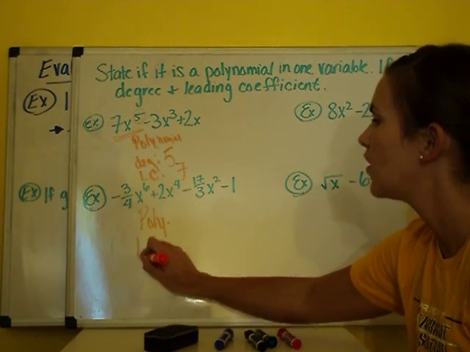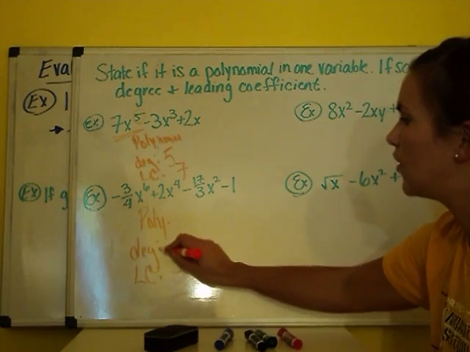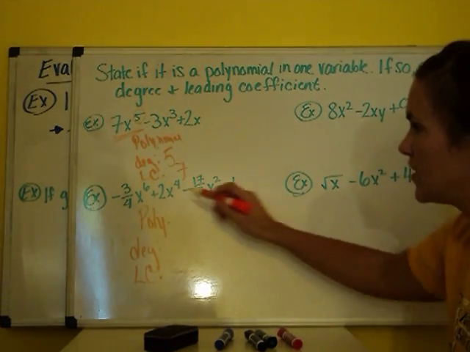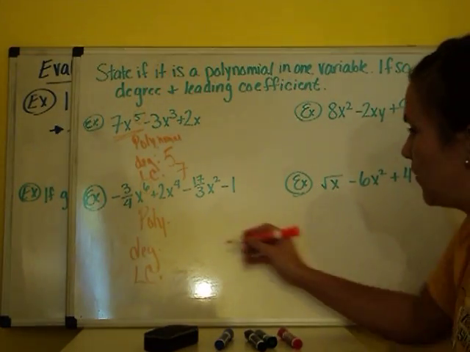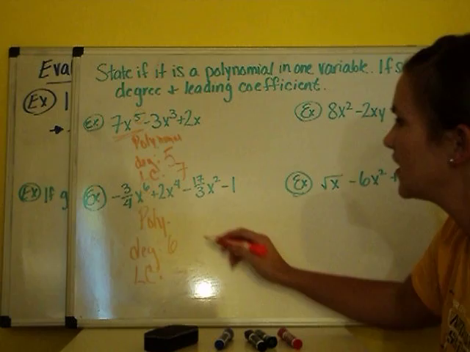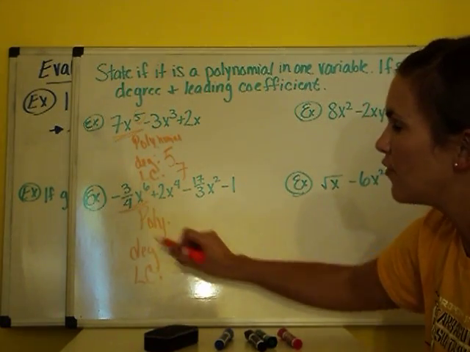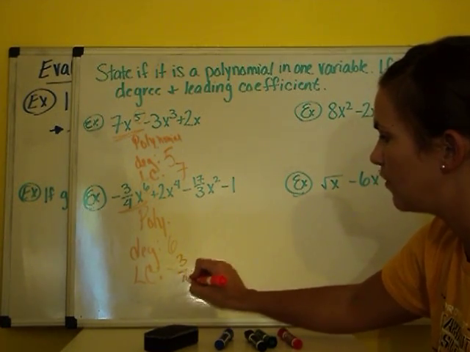Which means that we're also going to be looking for the degree and the leading coefficient. So degree, again, we go through and look at all the exponents, and the one with the biggest exponent makes that the degree for the whole polynomial. So this polynomial has degree 6. We stay with that same term, and the number out front is our leading coefficient. So here our leading coefficient is negative 3/4.